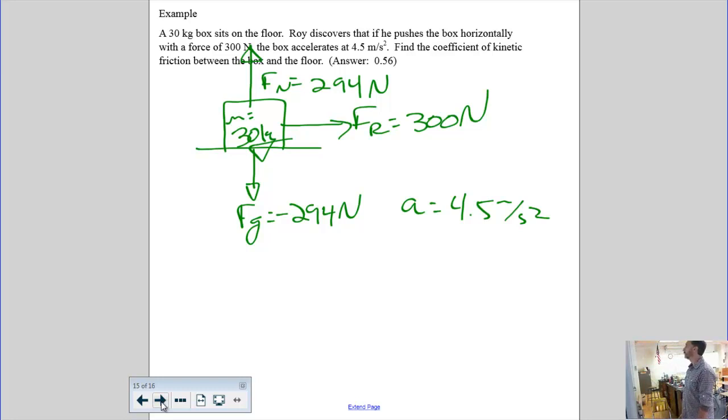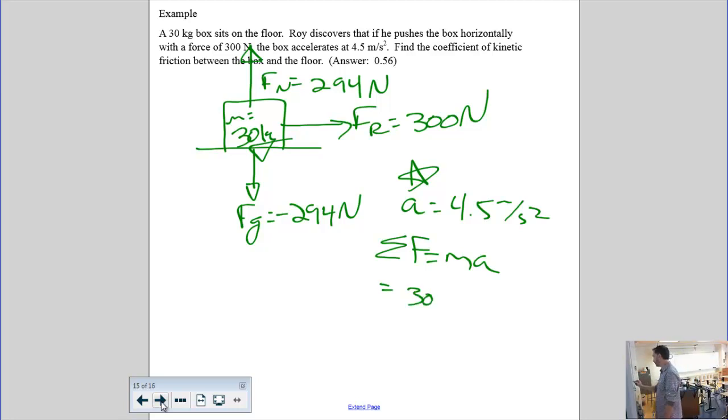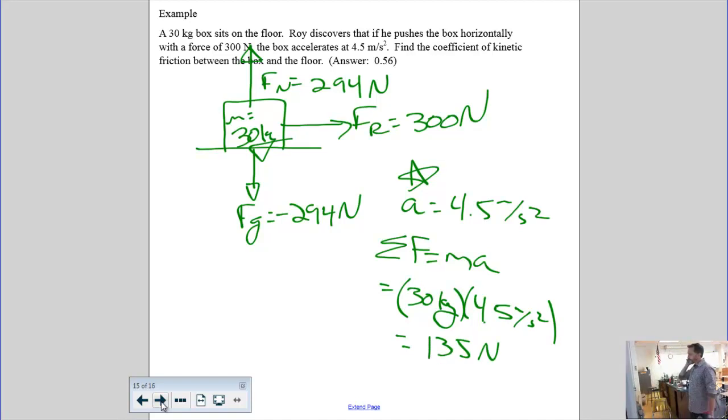All right. Now, giant, super important rule of thumb. If I give you the acceleration, find your net force. All right, so I gave you the acceleration and the mass. So let's see, our mass is 30 kilograms. Acceleration is 4.5 meters a second squared. So that gives you what, 135 newtons? Okay, so cool. Now I know my net force.